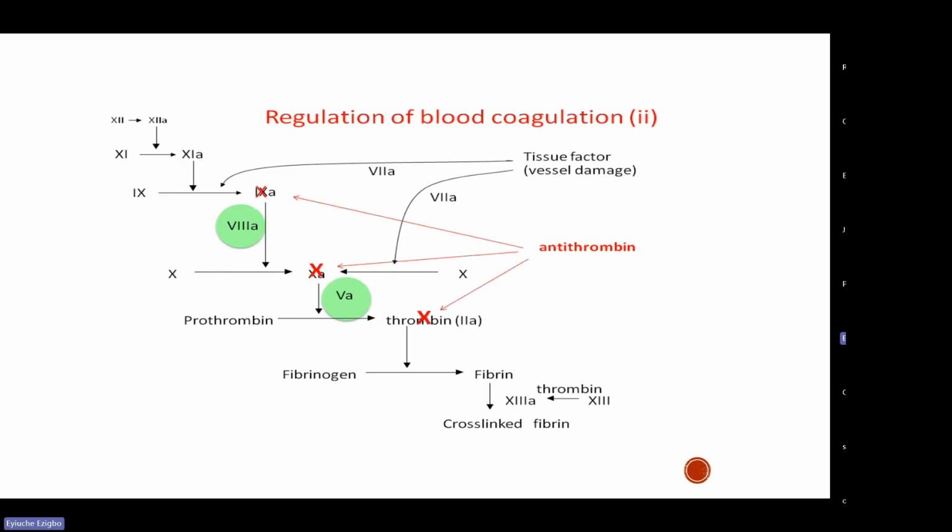So you can see that here. You see antithrombin here. It goes to shut off thrombin, shut off factor 10 from participating in blood coagulation, shut off factor 9 from participating in blood coagulation. And when that happens, the process of blood coagulation will stop.